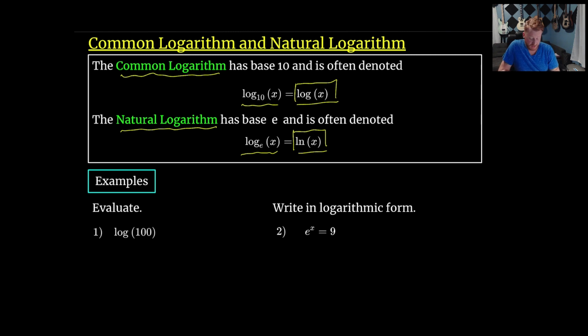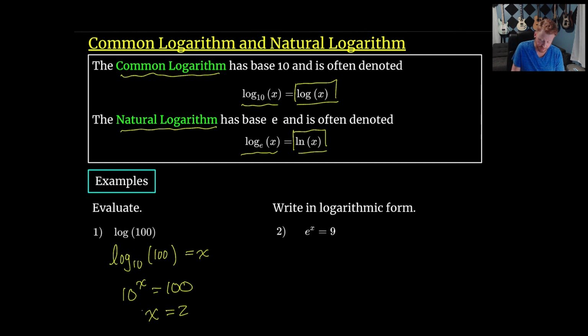So we'll just look at a couple examples here, maybe rewriting them or thinking about what we need to do. Here we have just log with no indicated base of 100, but what this is implicitly saying is this is log base 10 of 100, which is asking, what do I need to raise 10 to get 100? 10 to what power is 100? And hopefully it's clear that x should be 2 in this case, since 10 squared is 100.